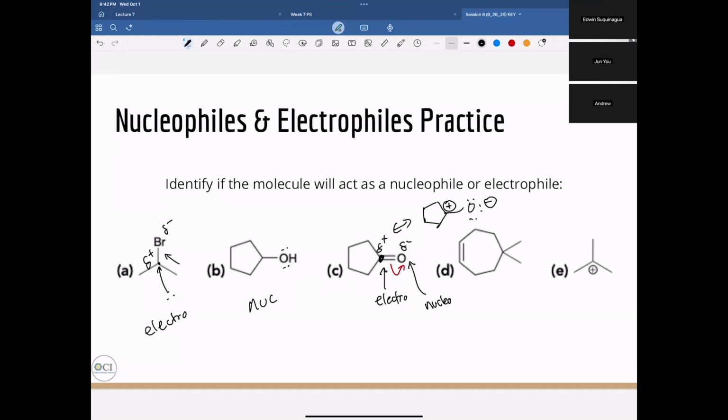For D, excess of electrons right here, it's a double bond. So this makes it a nucleophile. E, it's bearing a positive charge, means it can accept more electrons. So it's an electrophile. Any questions?